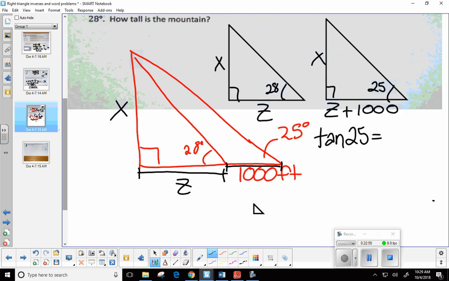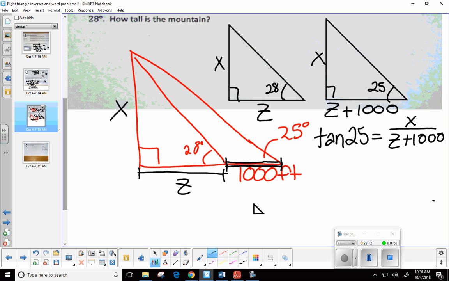It is going to be x, but it's going to be x over z plus 1,000. Is that what you said? Okay. Because the whole base is the z plus 1,000. Because the 1,000 feet is just this portion of the triangle. Because that's the only portion that he walks, but we want the whole base.